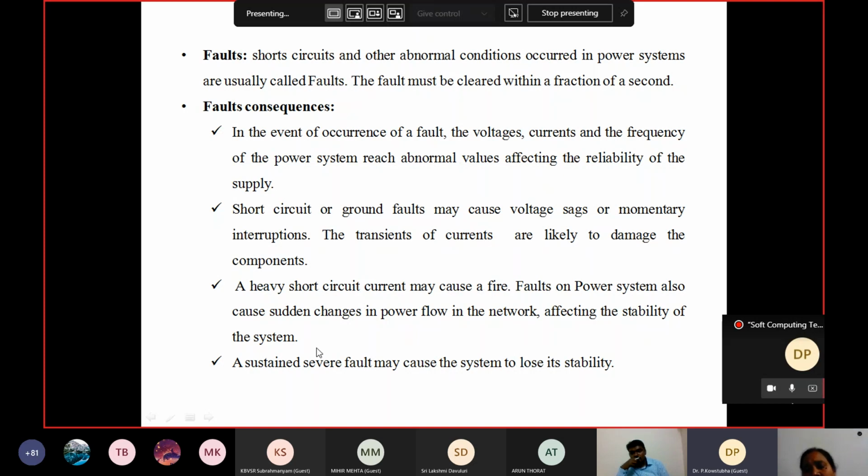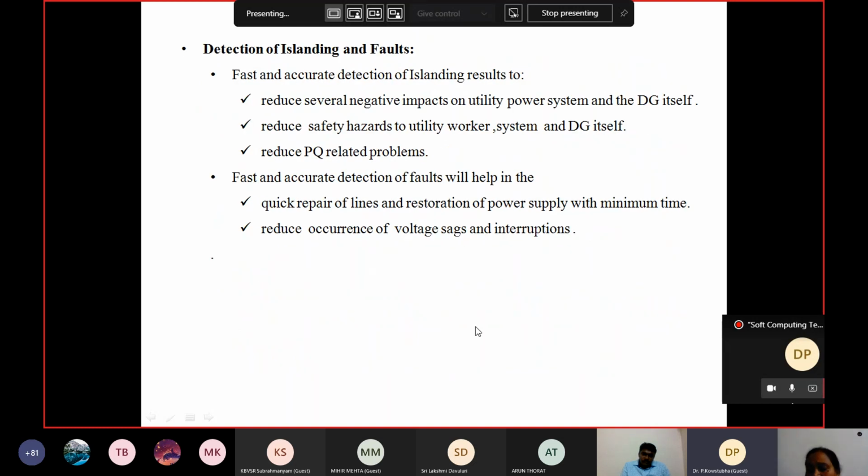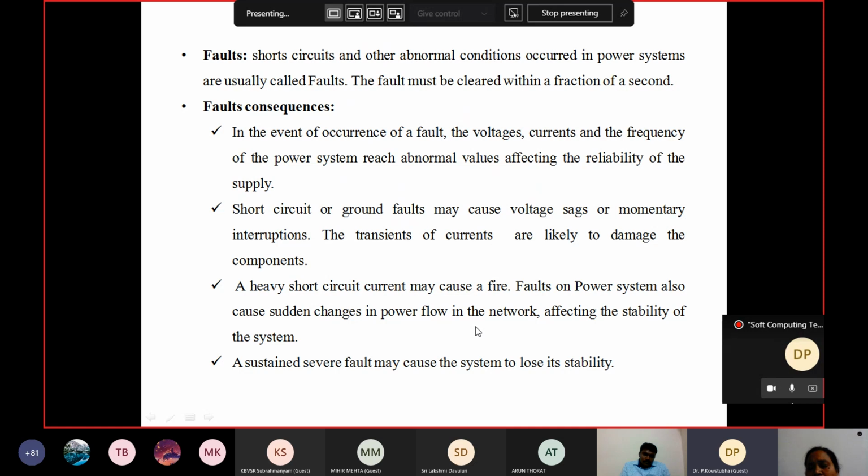Faults on the power system also cause sudden changes in power flow in the network, affecting the stability of the system. A sustained severe fault may cause the system to lose its stability. Why? Because stability is a very important criterion in modern power systems. That means these faults cause loss of stability of the system.